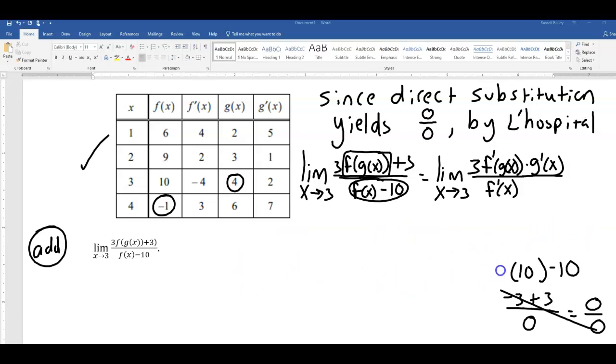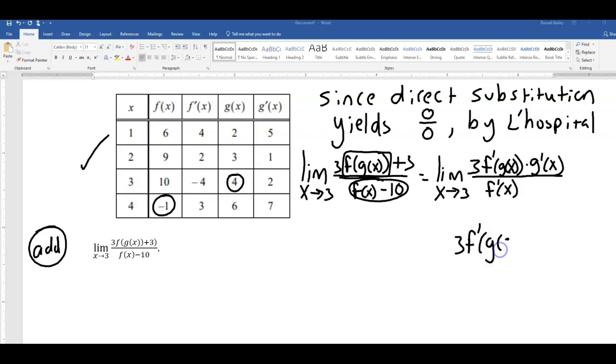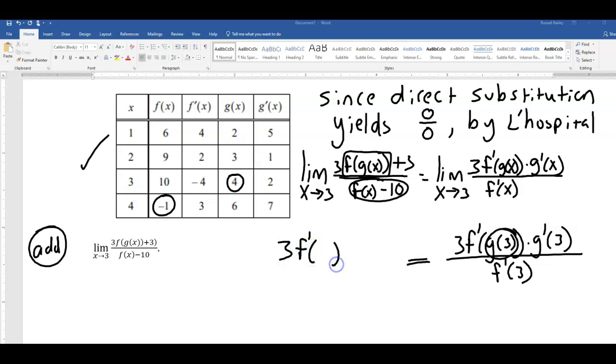And then we go ahead and try direct substitution again. So, plugging in 3, I get 3 f prime of g of 3 times g prime of 3 over f prime of 3. Okay. First of all, we'll do g of 3. g of 3, according to our table, is equal to 4. So I'm going to put a 4 in here now. Then we're going to find all 3 of these.